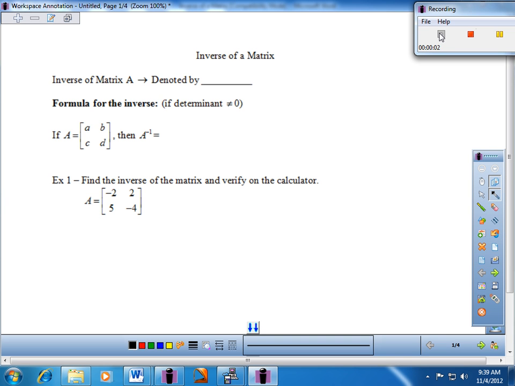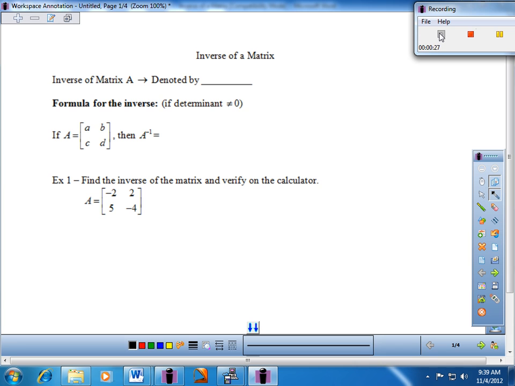Welcome. The title of today's notes is Inverse of a Matrix. And this will give us the fourth method to solve a system of equations. I think I've said this before, of course, but we've had substitution, we've had elimination, we've had Cramer's rule using determinants, and now we're going to use matrices. In fact, we're going to apply an inverse of a matrix in order to solve a system. So we'll take a look at this.